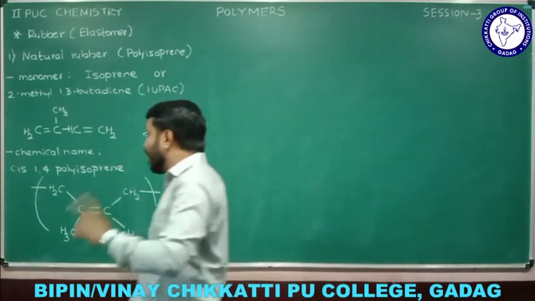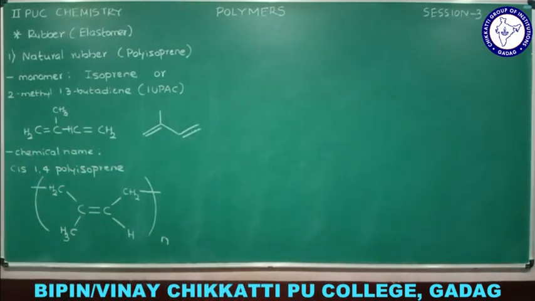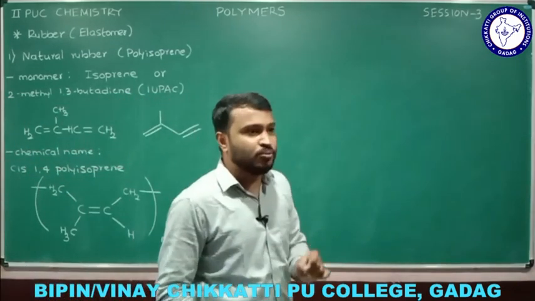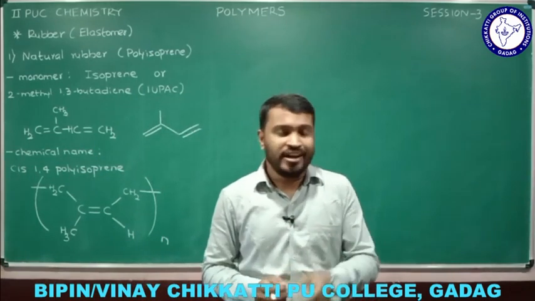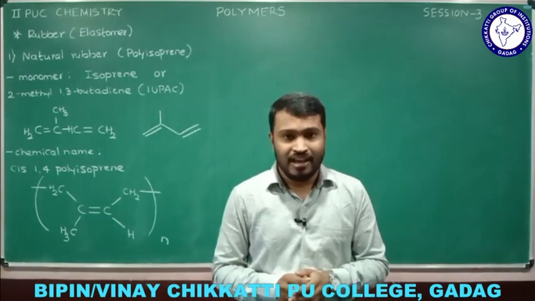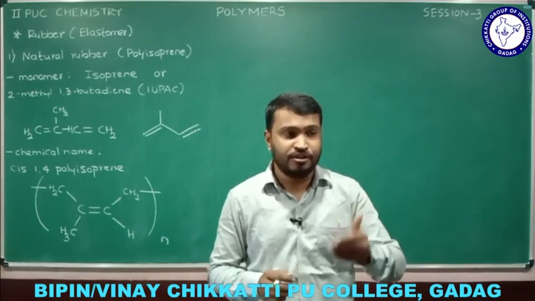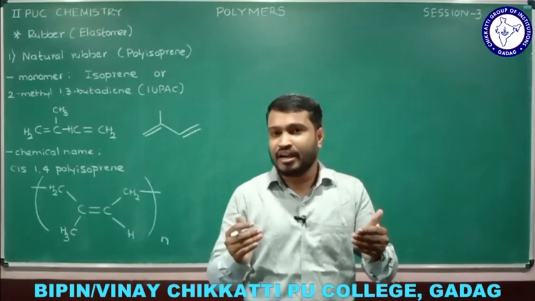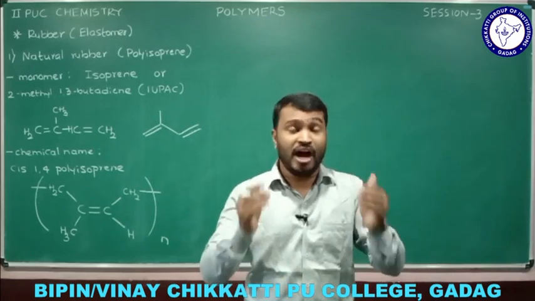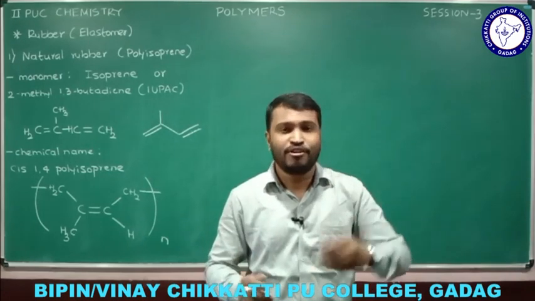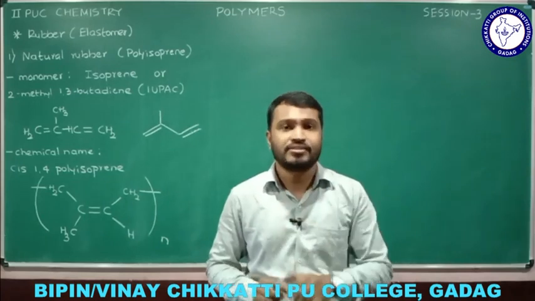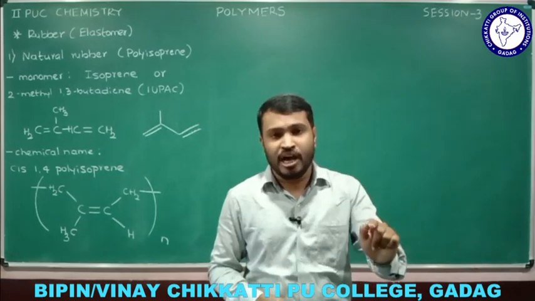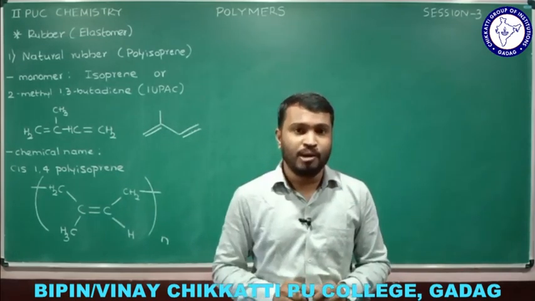And now the question arises, why is it called cis-1,4-polyisoprene only? I hope you remember that geometrical isomers can be represented in two different forms: one is cis and the other is trans. If identical groups are present on the same side of a carbon-carbon double bond, we call it cis. If identical groups are present on opposite sides of the carbon-carbon double bond, we call it trans. So cis and trans, these are geometrical isomerism that is usually observed when we have a carbon-carbon double bond.